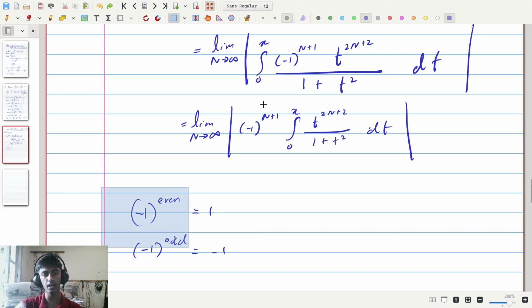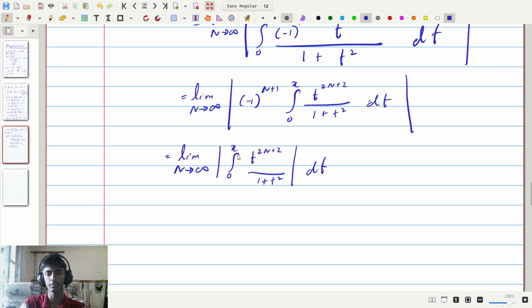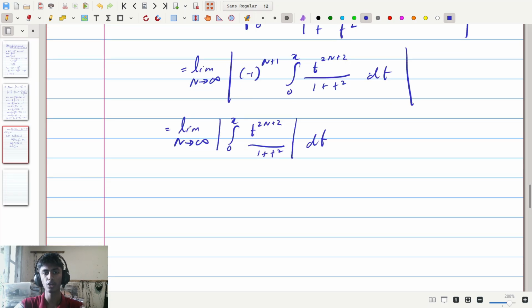So we can cut this thing out and we can write that this is equal to the limit as n approaches infinity of just the absolute value of the integral from 0 to x of t to the 2n plus 2 divided by 1 plus t squared dt. Now then, consider what we have on the inside. We have some real number t to an even power divided by 1 plus t to an even power. This is a positive number and this is a positive number.